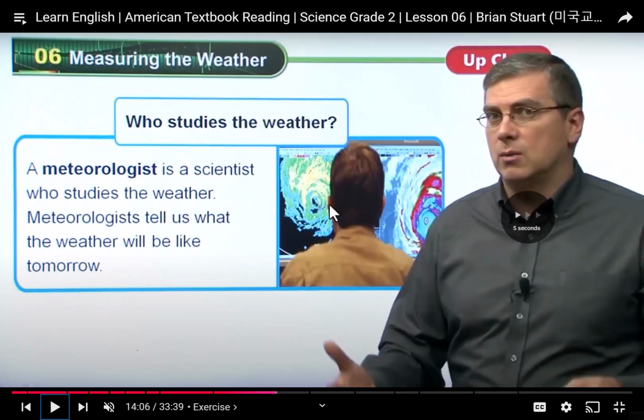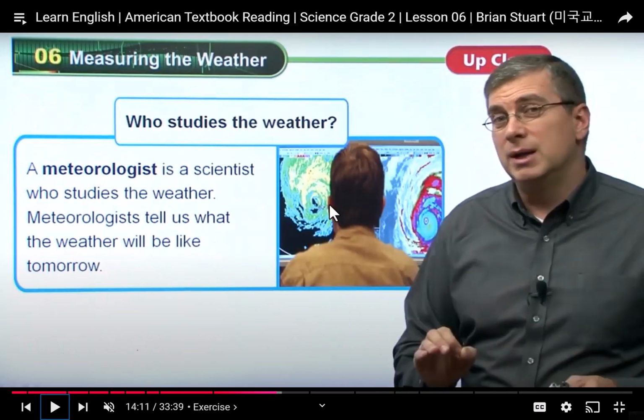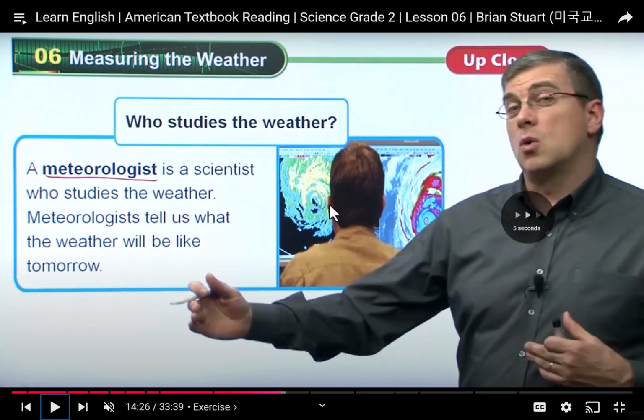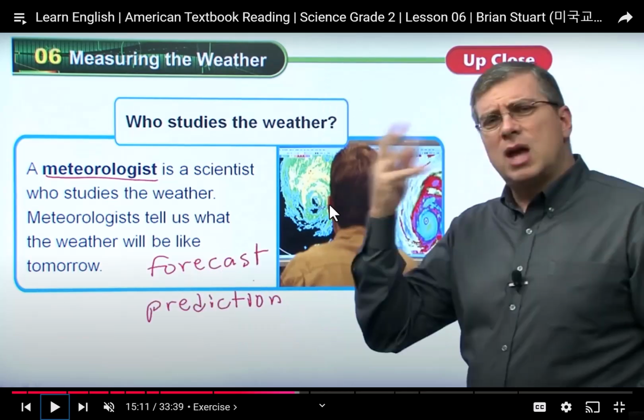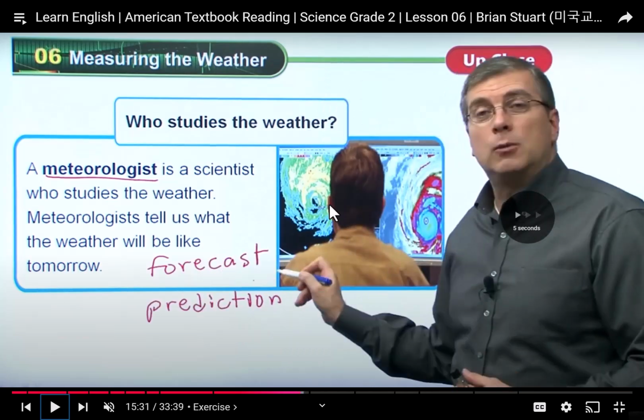Who studies the weather? A meteorologist is a scientist who studies the weather. Meteorologists tell us what the weather will be like tomorrow, like the forecast or prediction.